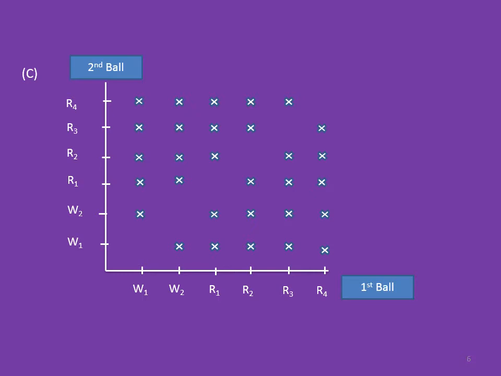Part D. For the experiment described in Part C, find the probability of the two balls taken out being of the same color. Same color, white, white and red, red. What are the possibilities altogether? 12 plus 2, 14. 14 out of 30. You can simplify it, 7 over 15.